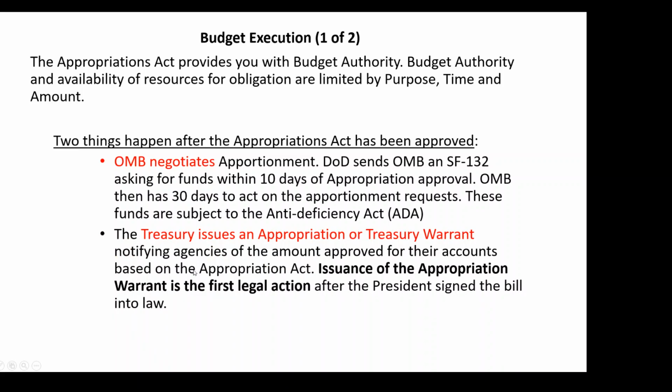The second thing that happens after Congress appropriates the money is the Treasury issues an appropriation or Treasury warrant. That's the notification to say your bank account's been set up, we've received the law and the guidance. So issuance of the appropriation warrant is the first legal action because it is tied to Article 1, Section 9 of the Constitution. Article 1 tells you it's talking to Congress. And Section 9 says no money can be drawn from the Treasury.